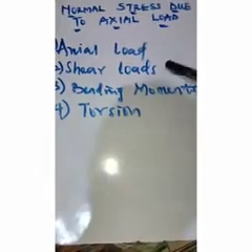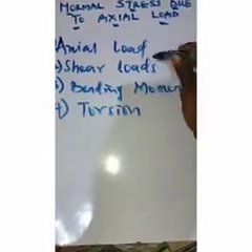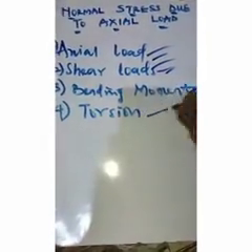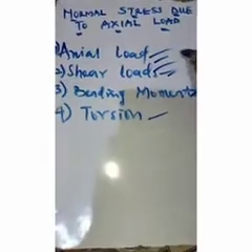Load is any external force acting on a rigid body, and we have types of load. The first is the axial load, which we'll be considering now. We have the shear load, which is the shear force. We have the bending moment, and we have the torsion. So we'll be considering axial load majorly now.